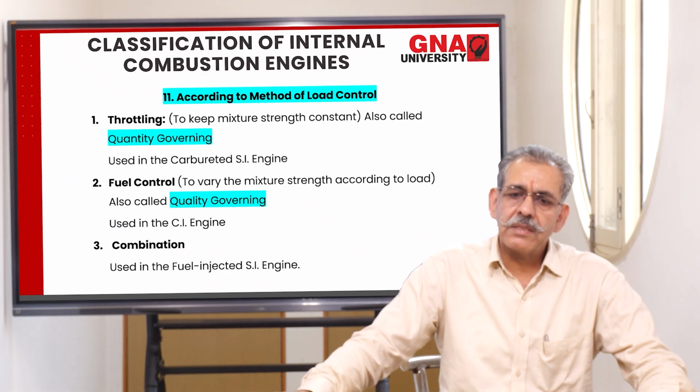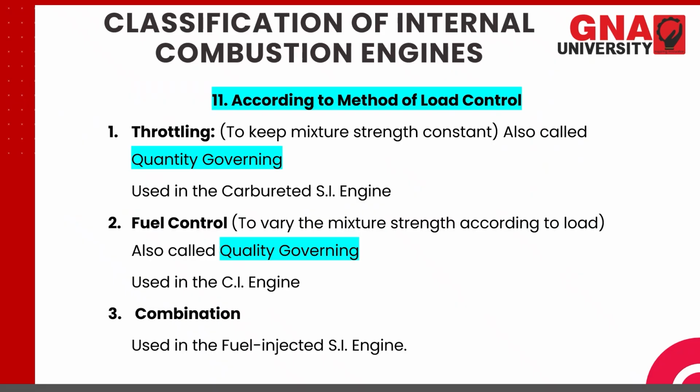The next classification is according to the method of load control. Now, in load control, we can say the engine is running. If we are climbing a hill, you need a different mixture. If you are cruising at a constant speed, you need a different mixture. If you are overtaking, you need a different mixture. So that is how we control the load: which mixture will be entered at what time. That is the method of load control.